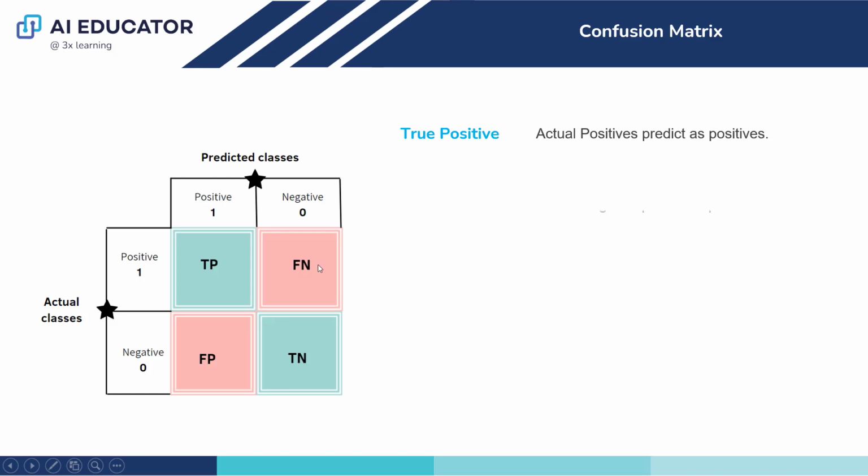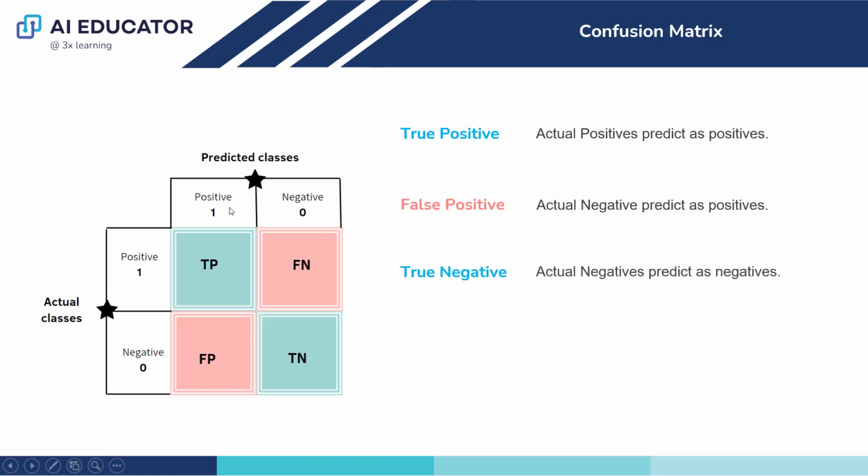And the next one is false positive, where actually the result is negative but the model predicted it as positive. And the third one is the true negative. The actual result is negative and the model also predicted it as negative. The last one is false negative, where actually it is positive but the model predicted it as negative. Now let us look into the different types of classification parameters.